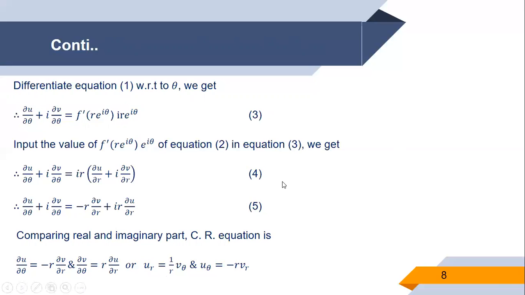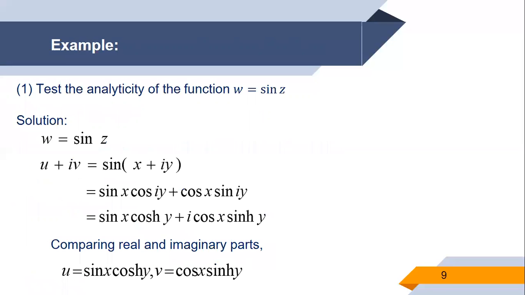So both theorems are important. The first is a necessary condition for an analytic function, and the other is the CR equation in polar coordinates. Now we discuss some examples of how to check whether a function is analytic or not, and entire or not. The first example is the analyticity of the function w is equal to sin z.